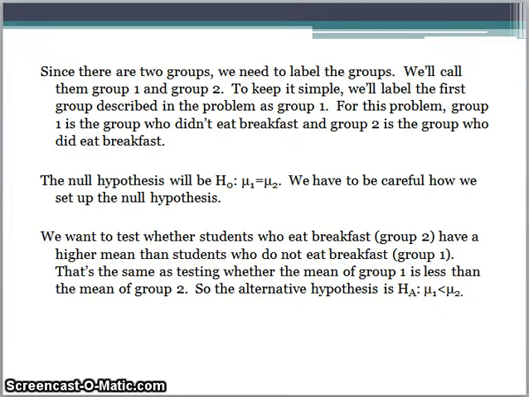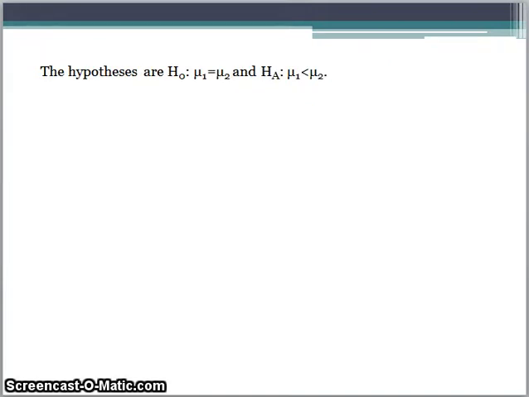Now that may seem counterintuitive because we were asked whether students who eat breakfast have a higher mean, so you might expect that to be greater than. But the inequality goes the other way in this example. Okay, so we have our hypotheses. H naught is mu1 equals mu2 versus HA mu1 less than mu2.